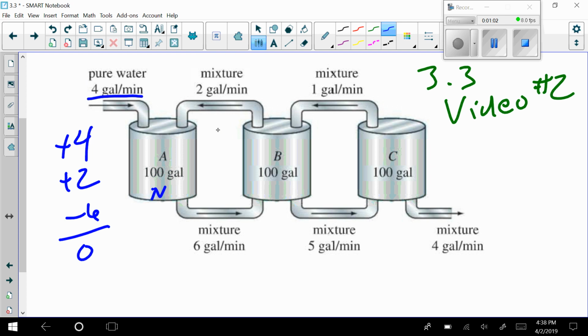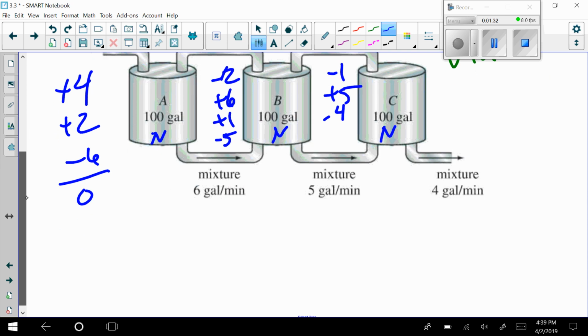B is losing 2, it's getting 6, it's gaining this 1, and it's losing 5. Well, these again cancel each other out, that's another neutral tank. Here I have a minus 1, I get 5 from down below here, and I'm losing 4, and that's another neutral tank. So these all are staying at their exact same volume throughout. So that kind of helps us out to start.